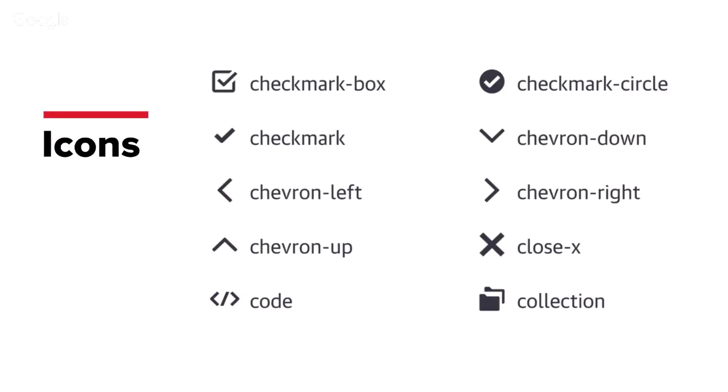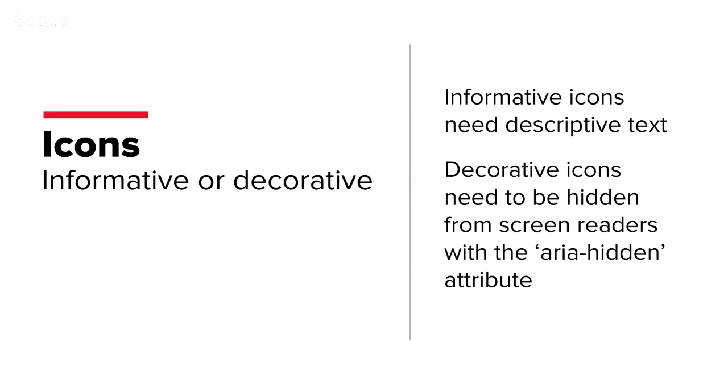Now let's dig into the components. We're going to start with icons. Icons are a great way to add a bit of flourish to your product. They're used to supplement key messaging, identify unique content types, and call attention to areas of importance. Icons can be either informative or decorative. Meaningful icons need alternative text to give context for screen reader users. Decorative icons don't add significant value. And if they are decorative in your app, that text value needs to be hidden from screen readers using the ARIA hidden attribute.